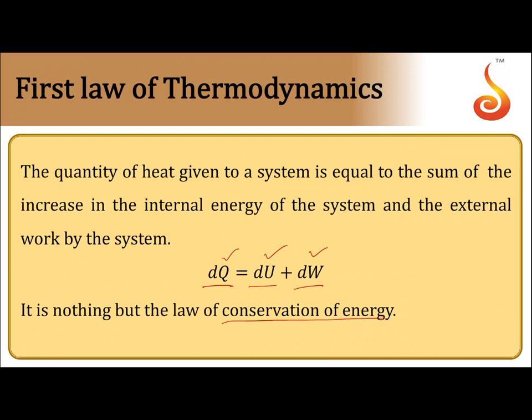Notice one thing: dU is the change in internal energy, dQ is the heat added to the system. If heat is added to the system, dQ is taken positive. If internal energy increases, dU is positive. If work is done by the system, dW is positive. If work is done on the system, dW is negative. Remember, only dU can be measured; U can never be measured experimentally.